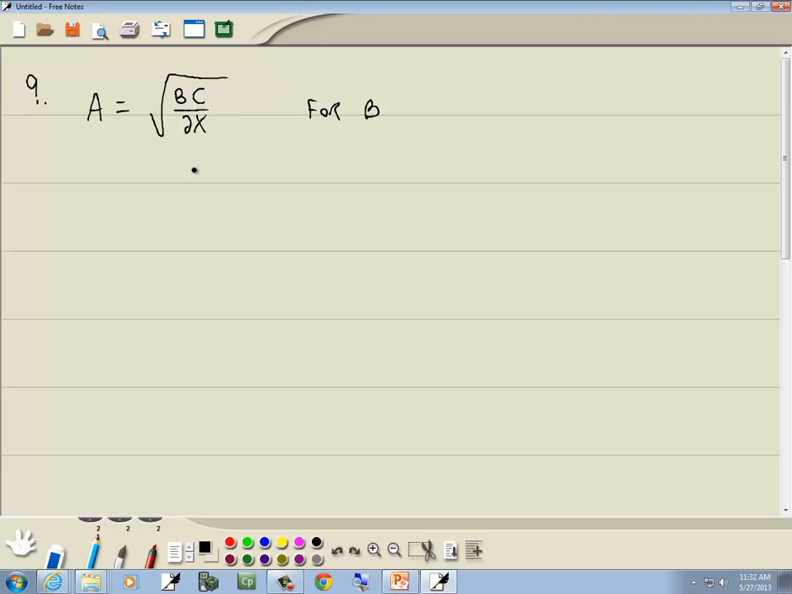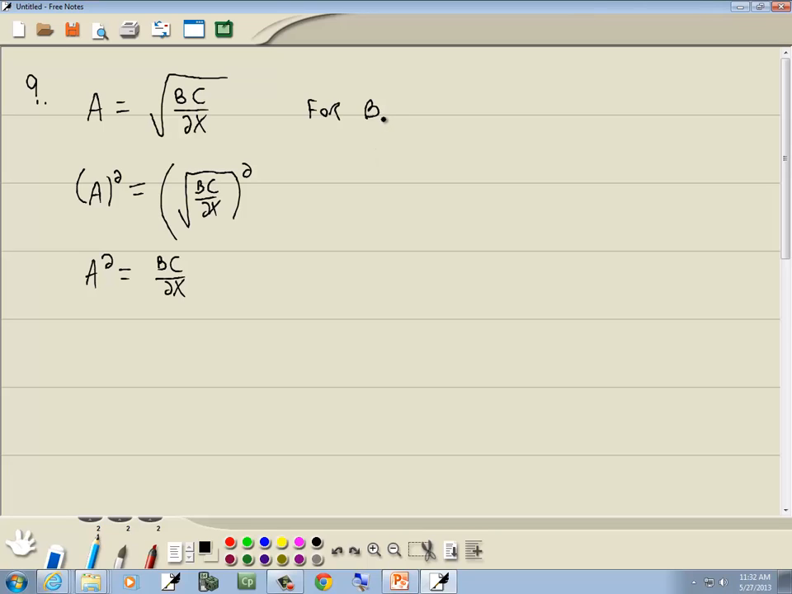Get the radical by itself. Well, this radical is by itself. There's nothing in front of it, nothing after it. Step 2, raise both sides to a power equal to the index. Well, this is a square root, so I'll square both sides. So that gives me a squared. And over here, the square root and the second power cancel, and we get bc over 2x. Now, step 3, there are no more radicals, so we go to step 4. Step 4 says solve. Actually, I think it says solve for x, but in this case, we're solving for b.